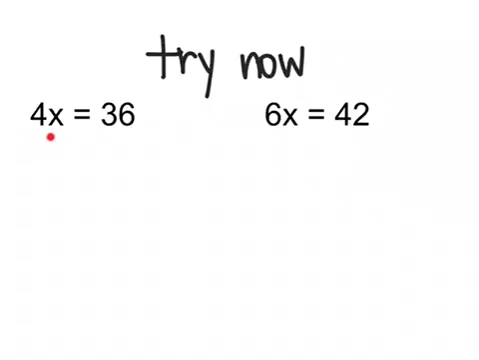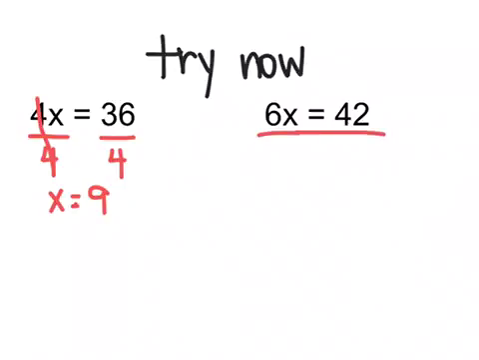Now, in this first example, we have 4 times x equals 36. So, I simply need to divide by 4 on both sides. 4 over 4 is 1. That cancels. X equals 9. On my second example, I'm going to divide the 6x by 6 and the 42 by 6. And I have x equals 7.